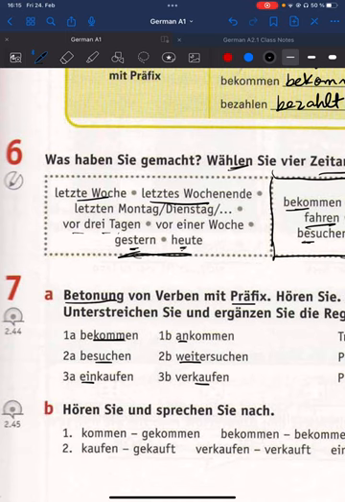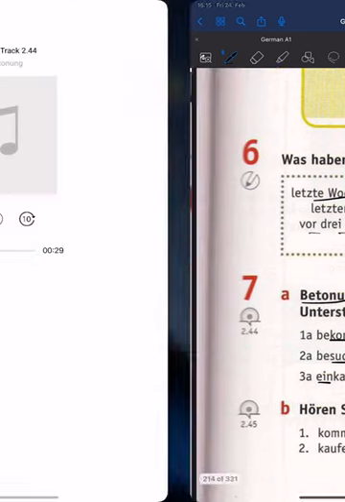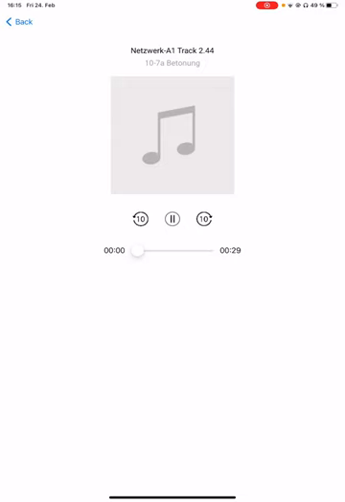Okay, so it is bekommen, uncommon. It is besuchen, weitersuchen, einkaufen, verkaufen. So if you hear it again, it's like this. All these things don't matter much, but fine, it's Aufgabe 7a.